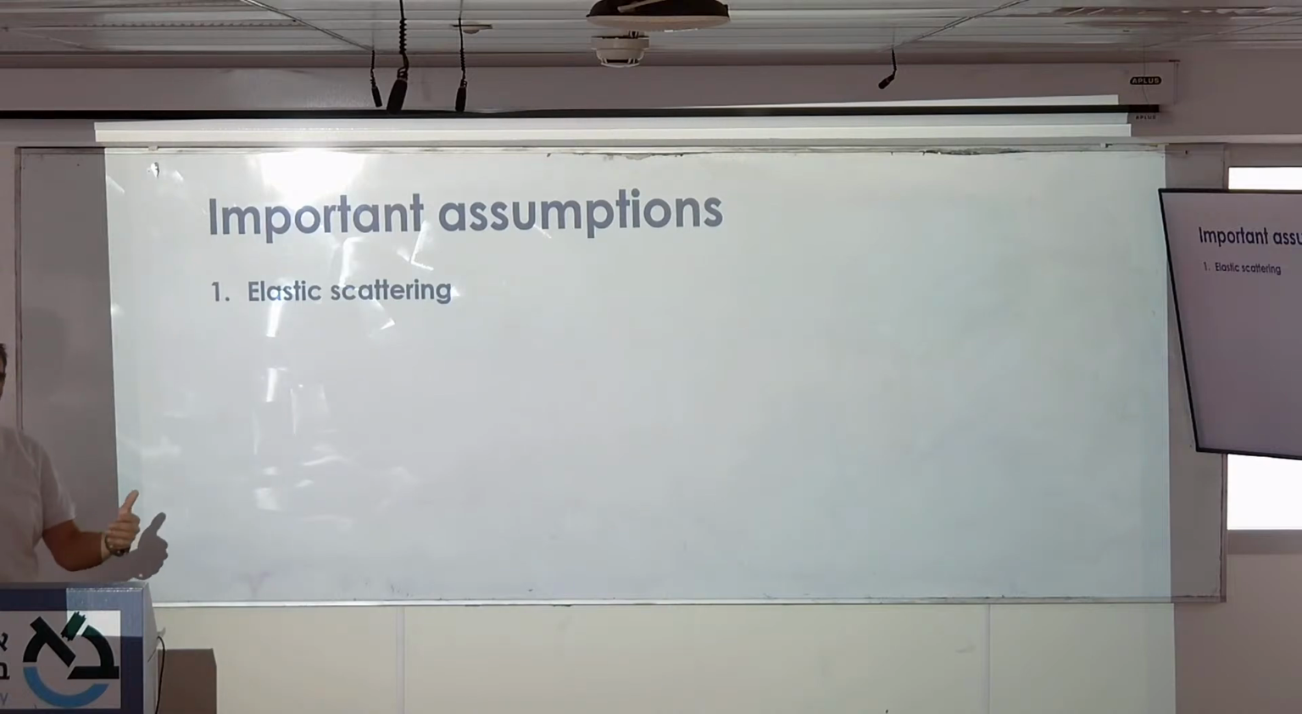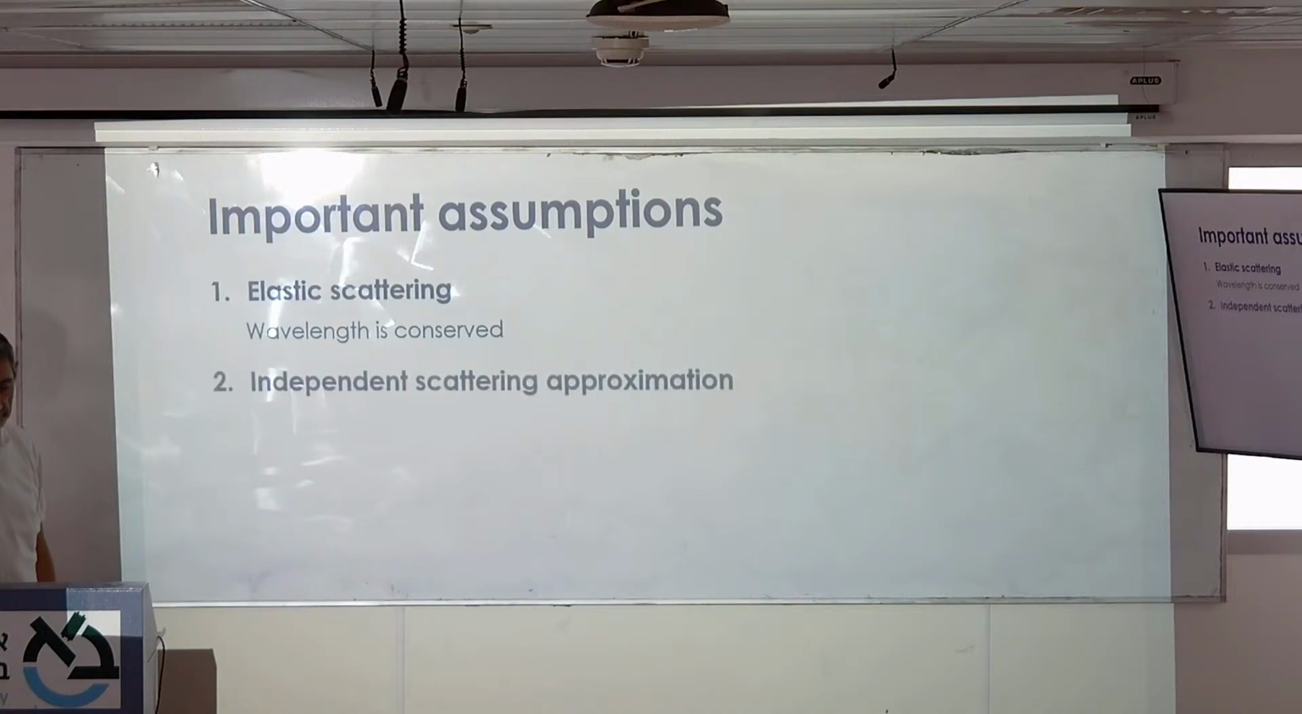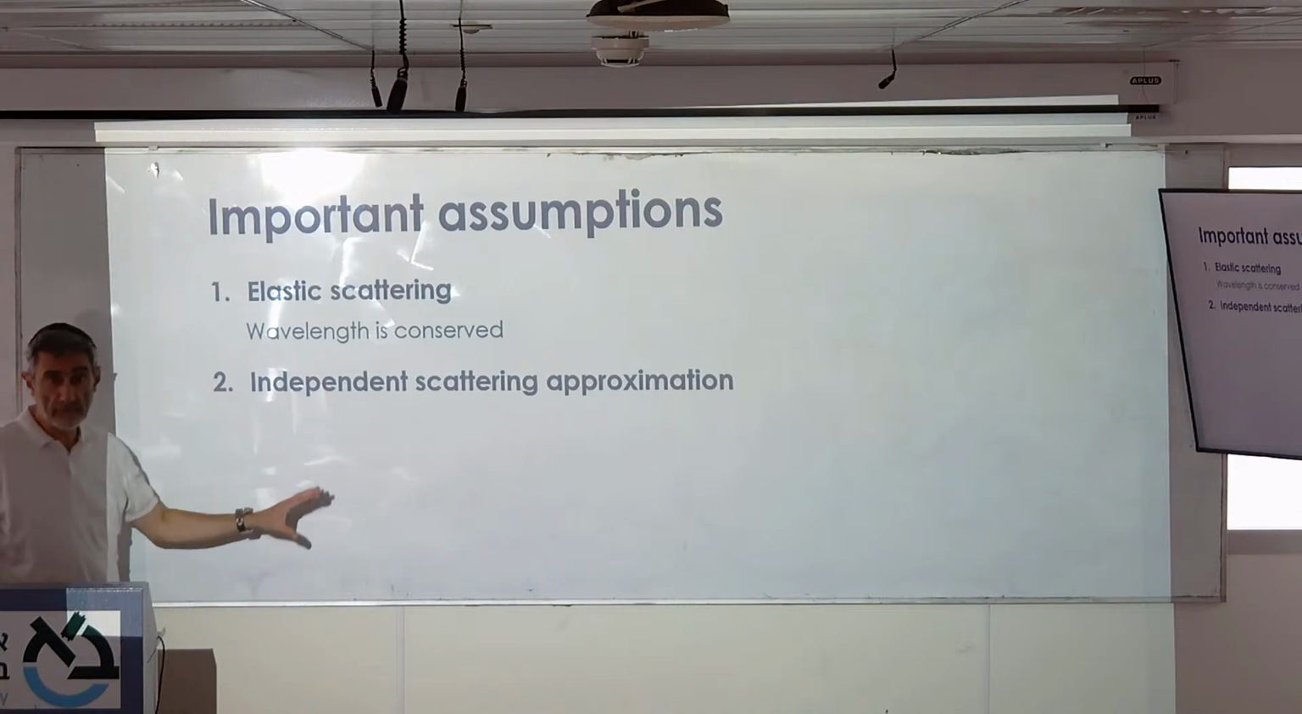We will consider also absorption. That's possible also, but mainly we will focus on that. So that's the first condition, the first assumption. So wavelength is conserved. Okay. Second assumption is the fact that the scattering process is independent. So this is called the independent scattering approximation.